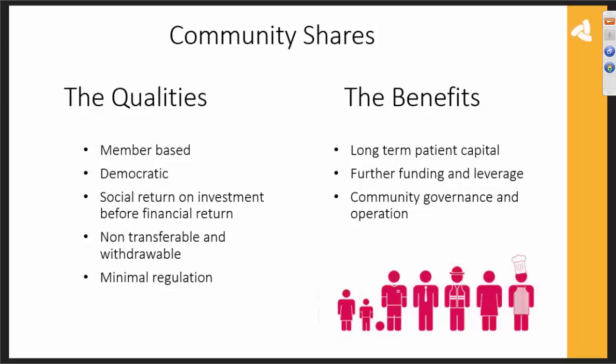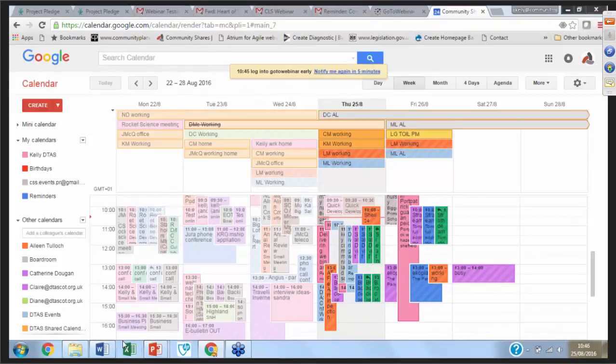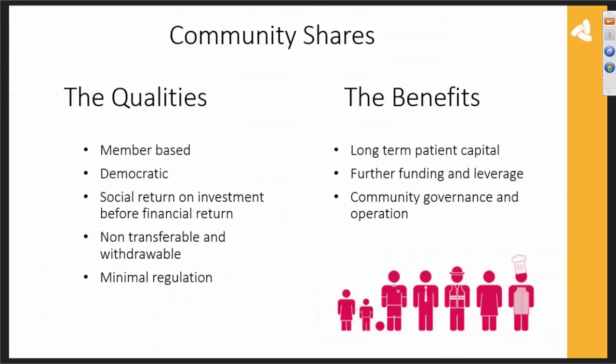Minimal regulation. Outside of the usual annual returns that you would have to submit to the Financial Conduct Authority, there's very limited reporting and regulation. What that means is that it comes with responsibility for quite stringent self-regulation. So, for example, in all of your business plan documents and your share offer documents and your marketing, you have to be incredibly clear that this is a risk, people can lose their money, and that no one should invest more than they can afford to lose.